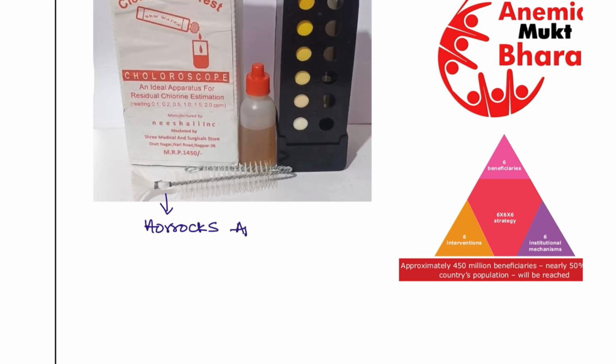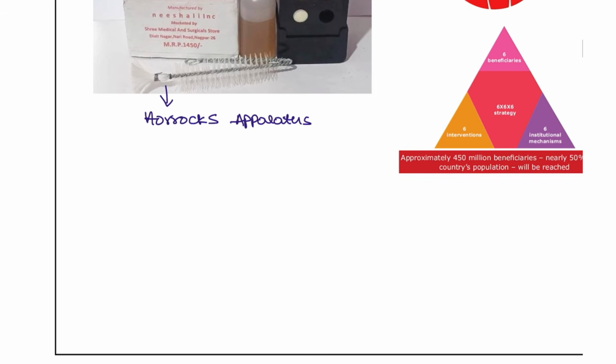These are the Horrocks apparatus. What are the levels that we use? For general drinking water, we use more than 0.5 ppm. Okay, for the drinking water. If there are any outbreaks, we increase this level to 0.7 ppm.